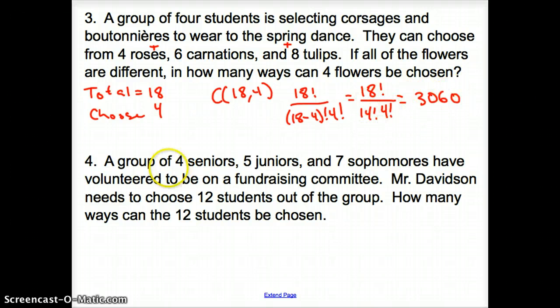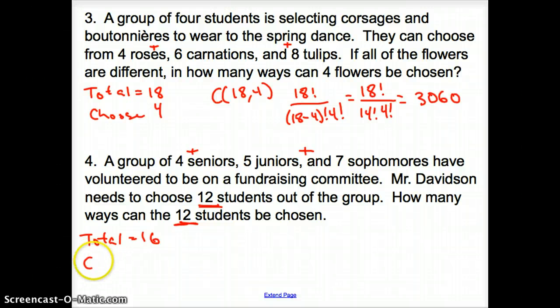3,060. Trying another one. We have a group of 4 seniors, 5 juniors, and 7 sophomores who have volunteered to be on a fundraising committee. Mr. Davidson needs to choose 12 students out of the group. How many ways can he choose 12 students? Well, first things first, find the total. The total is 4 plus 5 plus 7, which gives me a total of 16.